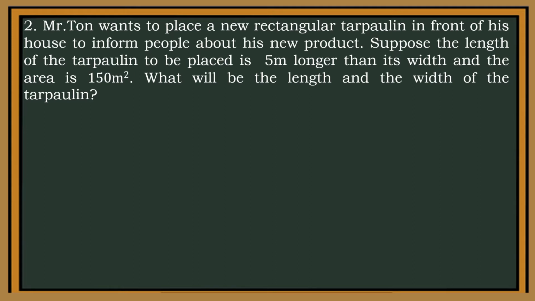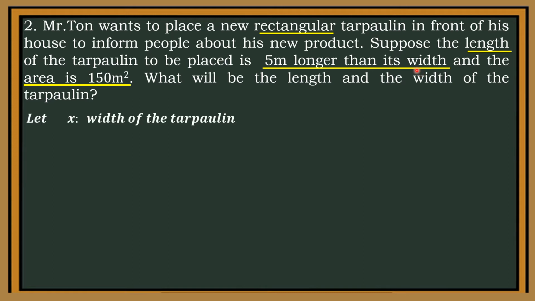So first, let us analyze the given problem and identify kung ano-ano ang mga given na pwede nating magamit to solve the given problem. Like rectangular tarpaulin. Length of the tarpaulin, which is 5 meters longer than its width, and the area, which is 150 square meters. Then, balik tayo dito. 5 meters longer than its width, that is the length. Pero, hindi niya sinabi dito yung measure ng width natin. Therefore, mag-a-assign tayo ng variable for the measure of the width. So, x for the width.